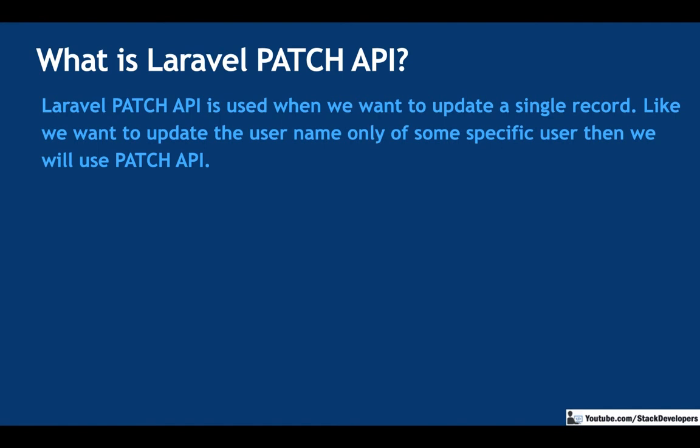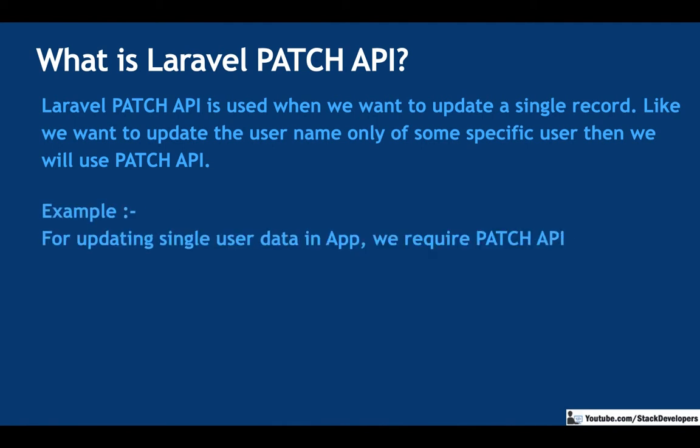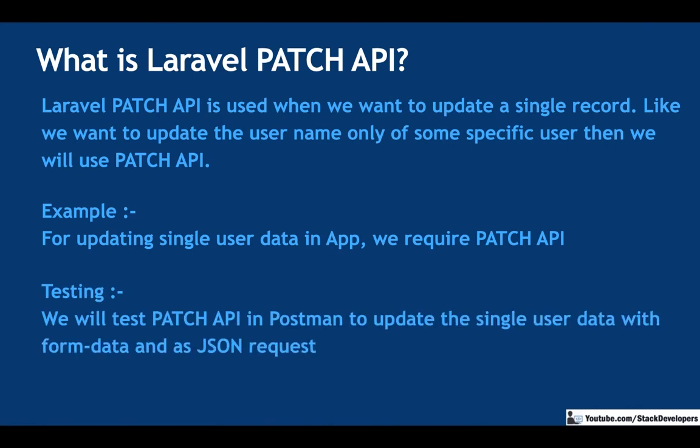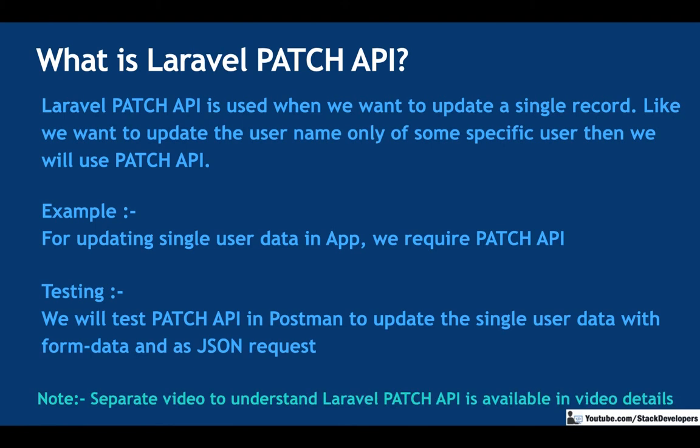Patch itself means the patching of something, meaning we are correcting some particular thing. For example, for updating single user data in an app we require the Patch API. We are going to test this in Postman as well, updating the single user data with form data and as a JSON request. We also have a separate video for the Patch API that you can watch.